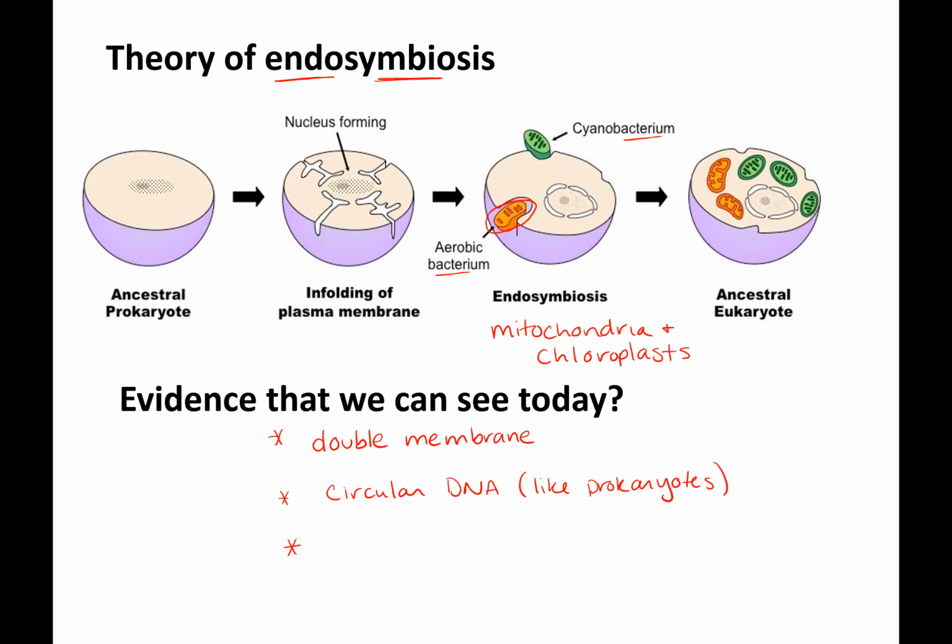Remember that eukaryotes have linear DNA. We have long linear chromosomes. And the third evidence is the ribosomes. In fact, mitochondria and chloroplasts not only have their own DNA, but they synthesize their own proteins.